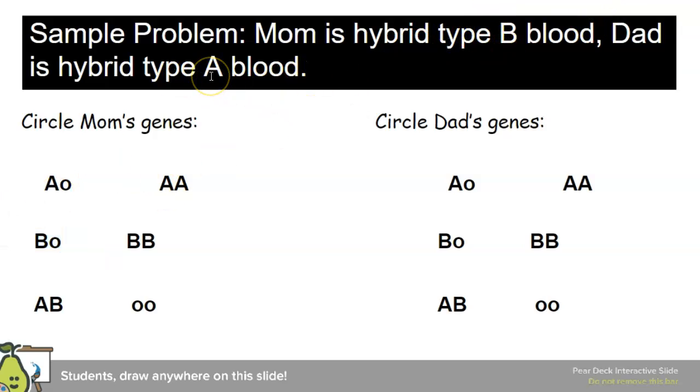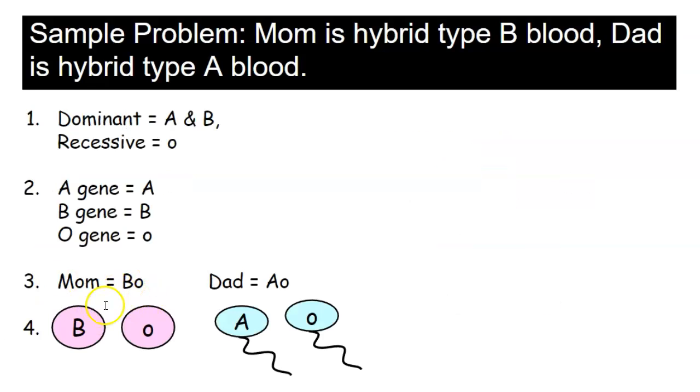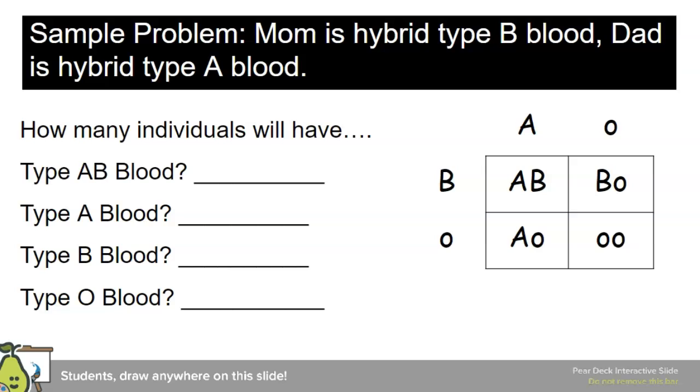Dad is hybrid type A blood, so dad has two different letters, but he's got to have type A blood. So again, dad can't be AB because otherwise it would say he has type AB blood. It says he has type A blood, so dad's going to be AO. So we've got our parents. We can drop one letter into each egg, one letter in each sperm, do our Punnett square, and then we can figure out the answers.